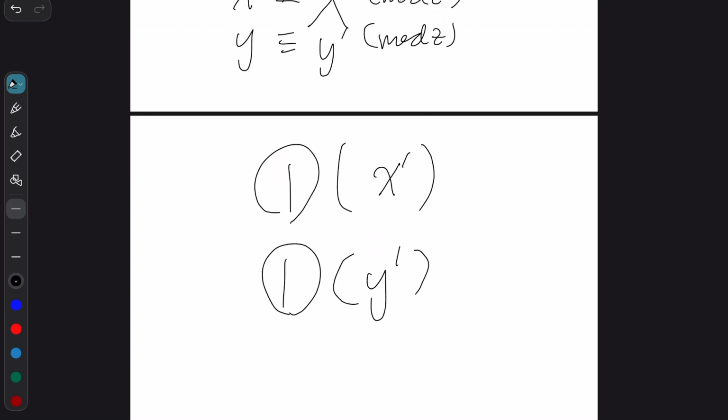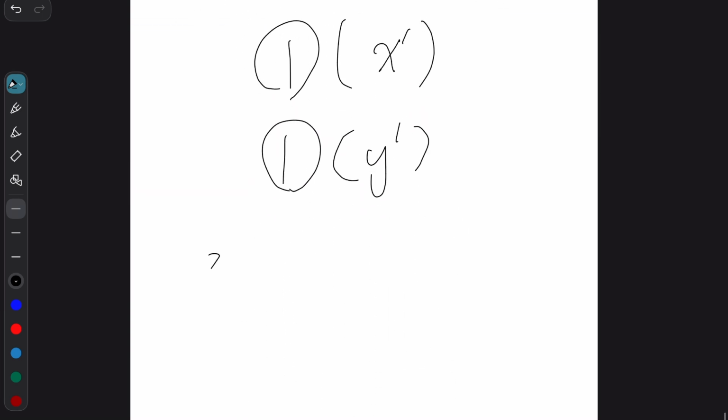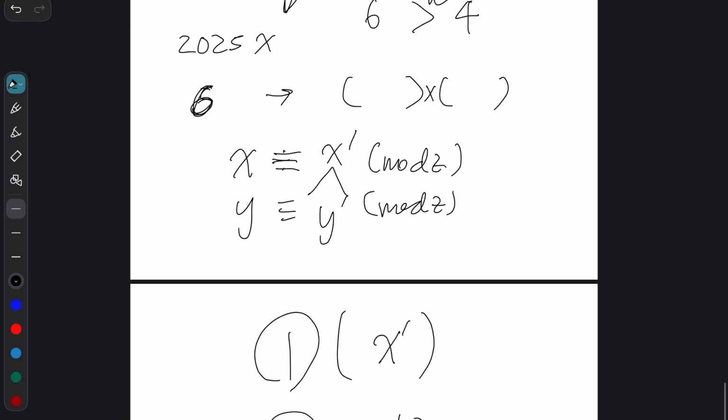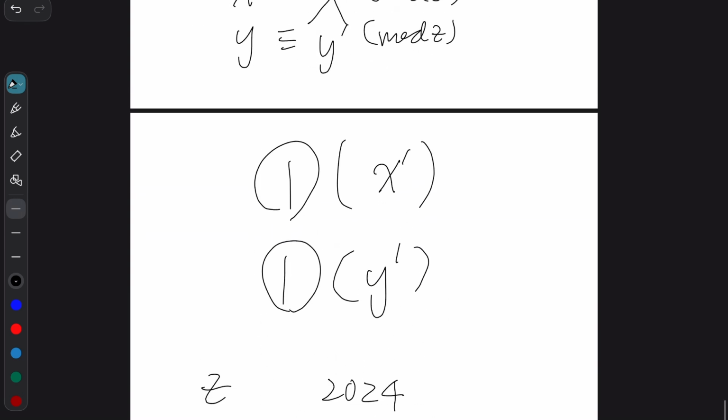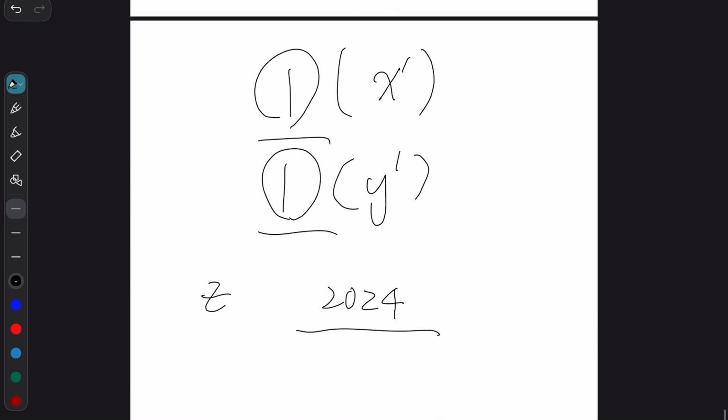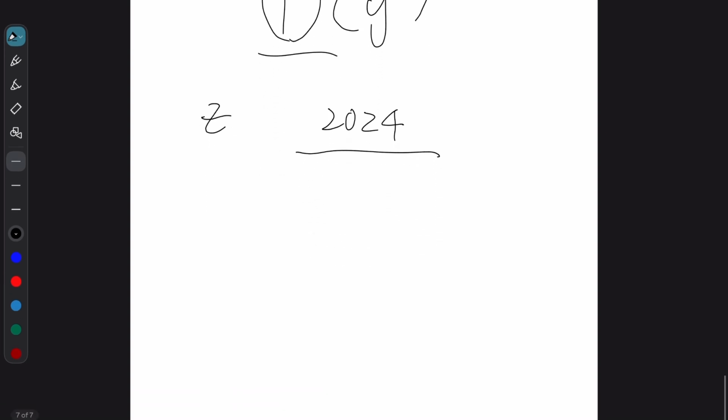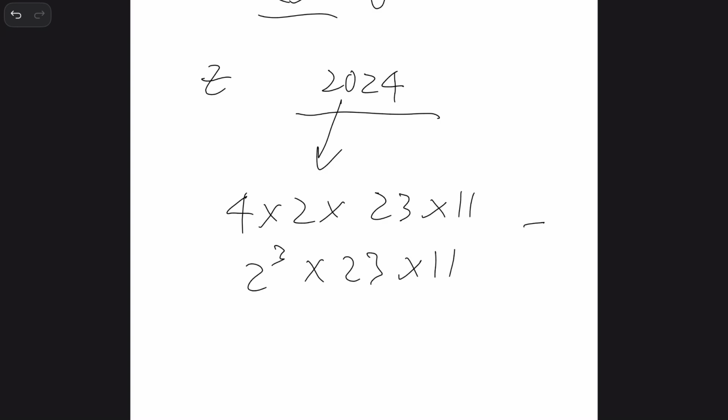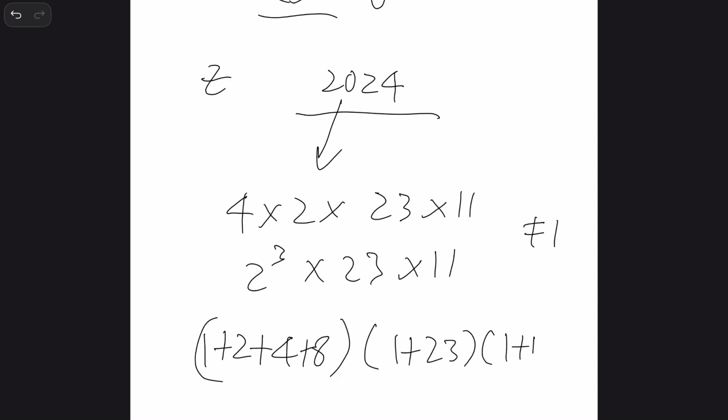So for this to be 1, z should be a factor of 2024, because if you see 2025 divided by z, the remainder should be equal to 1, so therefore z should be a factor of 2025 minus 1. Now 2024 is 4 times 2 times 23 times 11, so 2 to the third power times 23 times 11. Now z cannot be 1. So the sum of z is 1 plus 2 plus 4 plus 8, times 1 plus 23, times 1 plus 11.